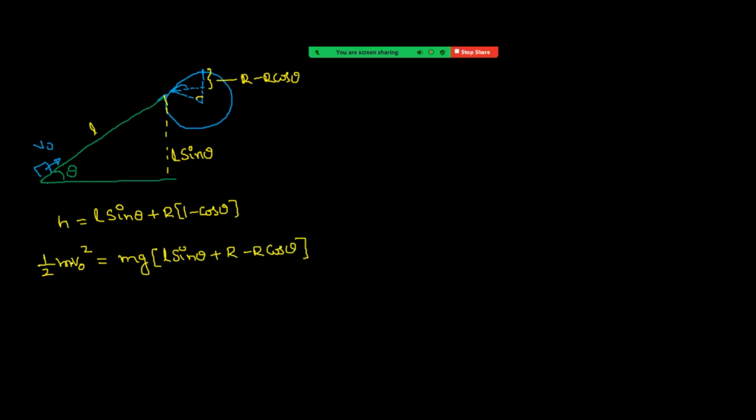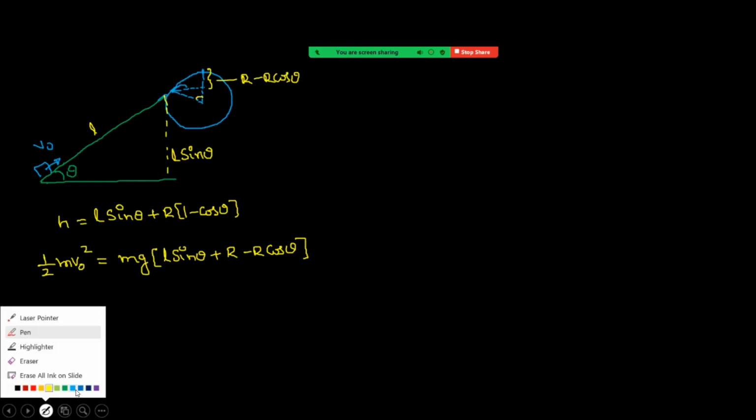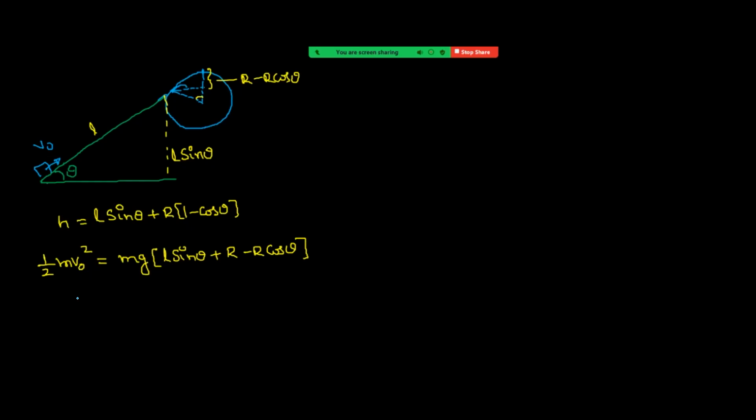Okay. So from this we get the value of V naught. Now simplify this. Mass gets cancelled. So V naught equals 2g into L sine theta plus R minus R cos theta, all under root, that is, power 1 by 2.